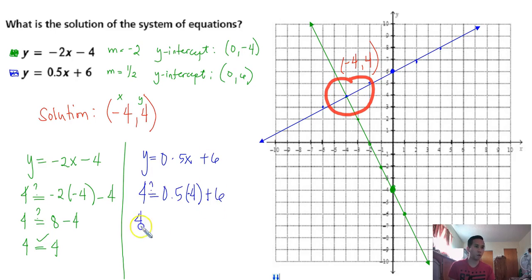So we have 4. Is that equal to -4 times 0.5? You multiply that, it will give you -2 plus 6. So 6 minus 2, which is 4. So both of the equations are true. Therefore, our answer is correct. So the solution of this system, y is equal to -2x minus 4 and y is equal to 0.5x plus 6, is (-4, 4). Right, next example.